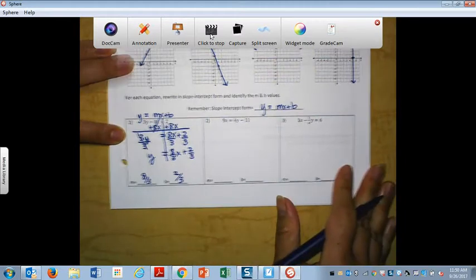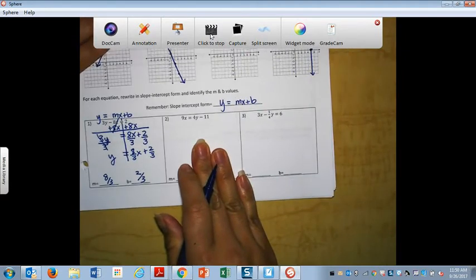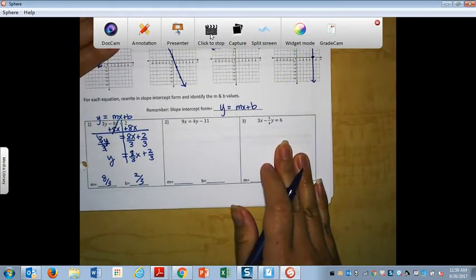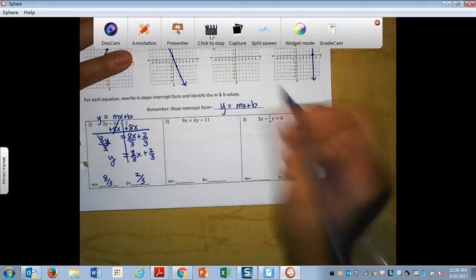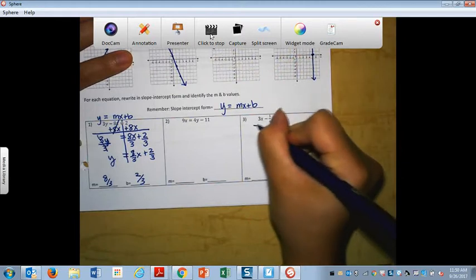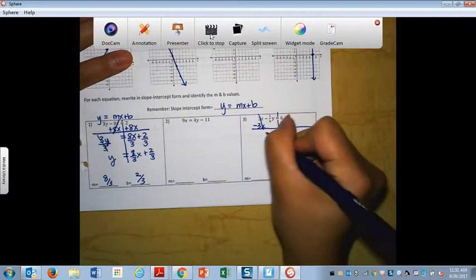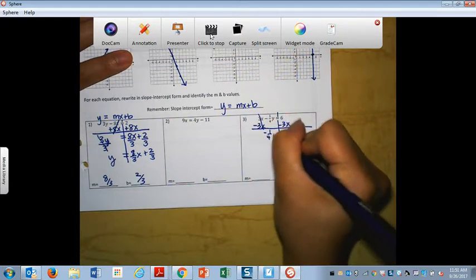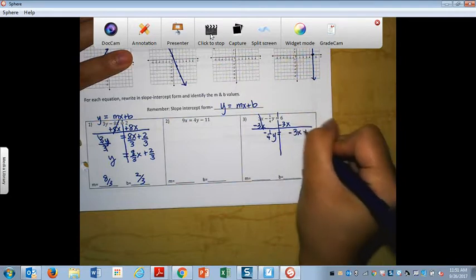Okay, we're going to skip this, and then we can do it in class if you have any questions. Number 3 is a more complicated one. Alright, so you want to turn it to y equals mx plus b again. So what I'm going to do is I'm going to subtract 3x on both sides. Okay, then I'm going to have negative 1/4 y equals negative 3x plus 6.